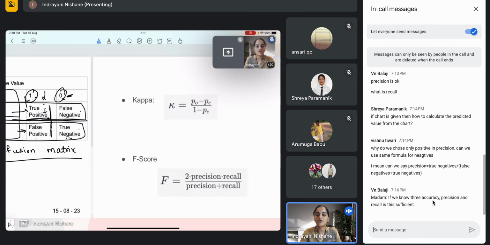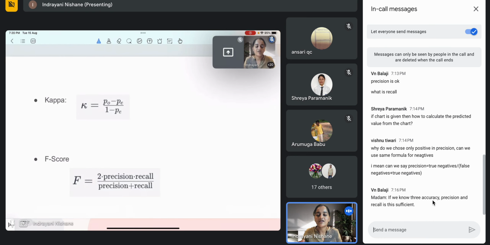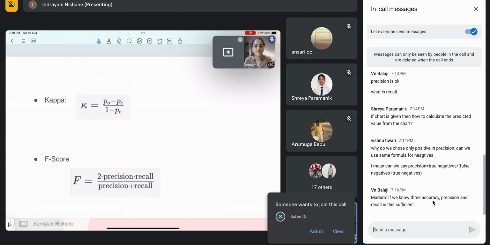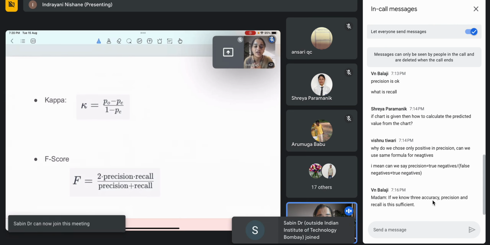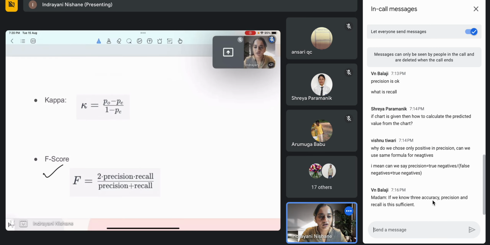One such metric is the F score, where we consider both precision and recall, and we give both precision and recall equal weightage. So this is the formula for F score. Thank you Vishnu Tiwari ji and VN Balaji for bringing this up, so that we could organically go to the use of F score when we want to give weightage to both precision and recall equally.